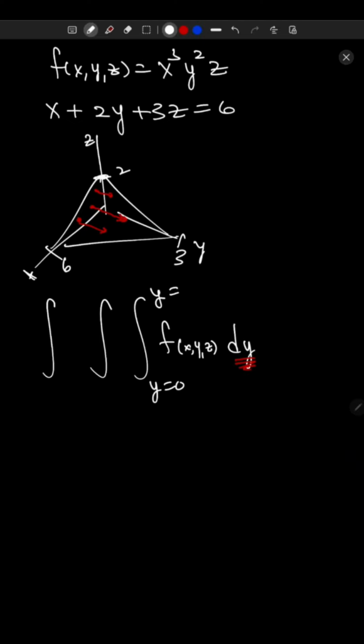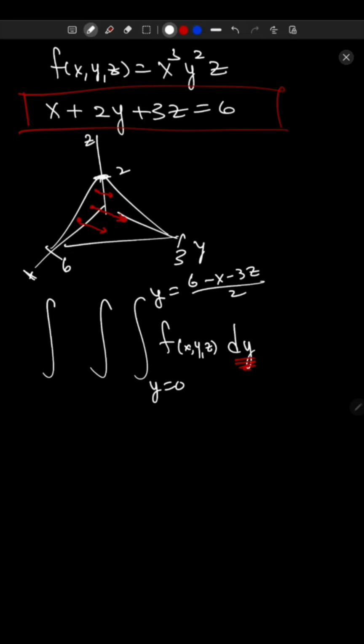All right. Okay, what is the plane? Again, x plus 2y plus 3z equals 6 is our plane. We solve for y, and we get y equals 6 minus x minus 3z, all over 2. All right. Okay, now, what is the dx dz or dz dx integral, the two variable integral?